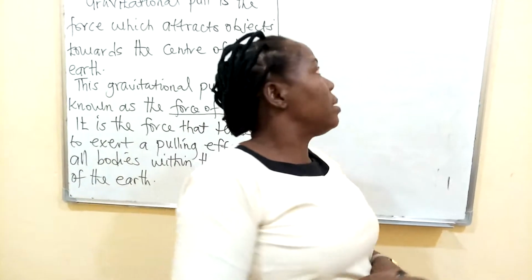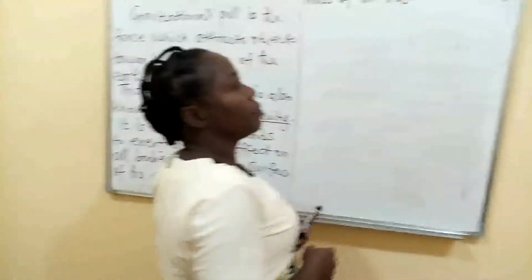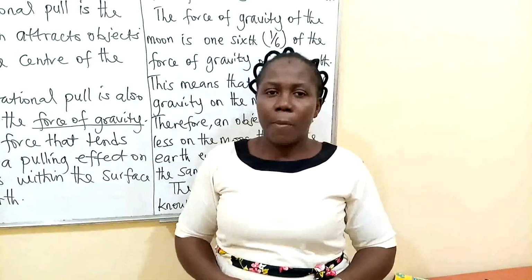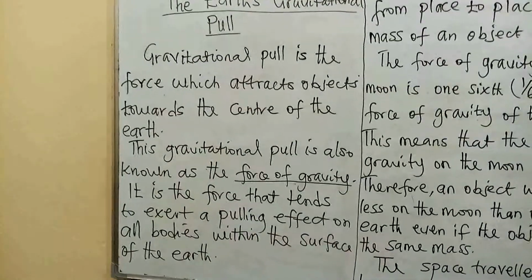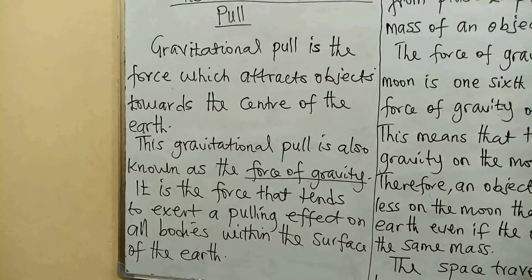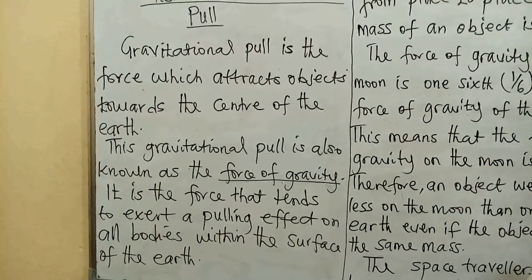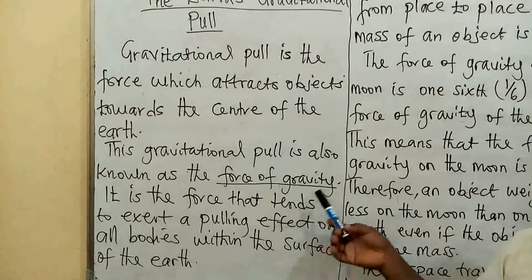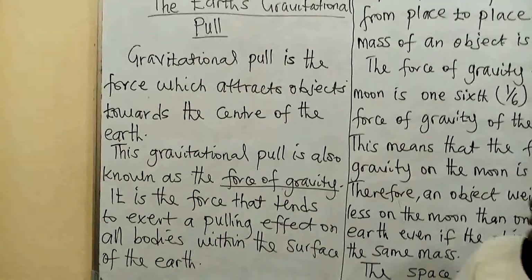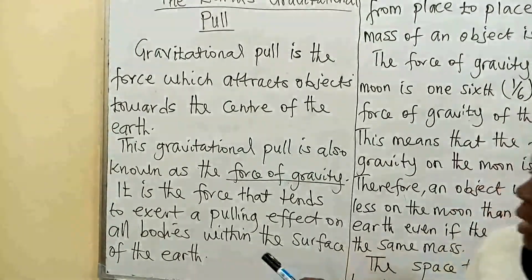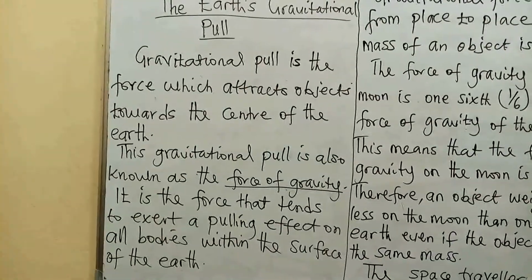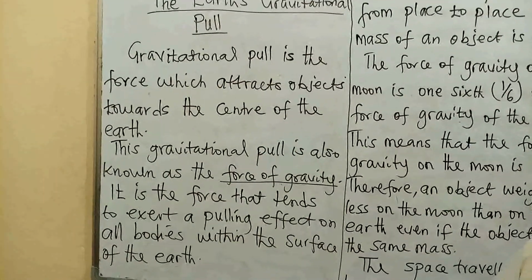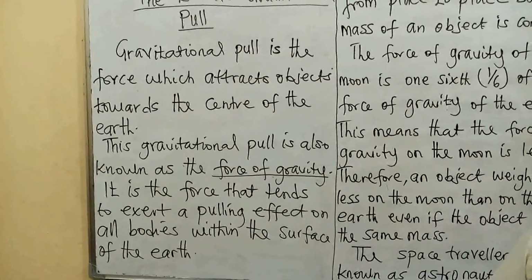All right, let's look at it. All right, friends. Now we have here that the gravitational pull is the force which attracts objects toward the center of the earth. This gravitational pull is also known as the force of gravity. We have said that already. Now this force tends to exert a pulling effect on all bodies within the earth's surface. I believe we have gotten that.